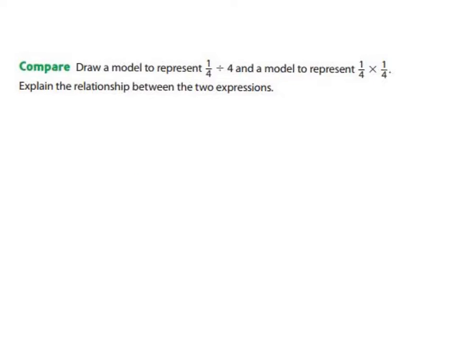Okay, this problem asks us to draw a model to represent 1/4 divided by 4 and a model to represent 1/4 times 1/4. Explain the relationship between the two expressions. So I'm going to start with the first one, 1/4 divided by 4. So remember, you start with a model, and you're going to divide that model into 4 parts. 1, 2, 3, 4. Okay, so 1/4 divided by 4. That means what I need to do now is to divide these fourths into 4 parts. So I'm going to go this way.